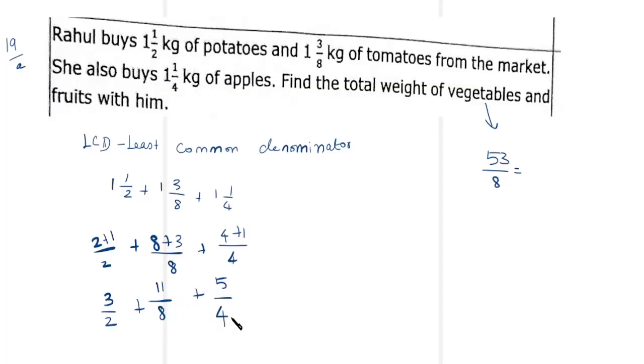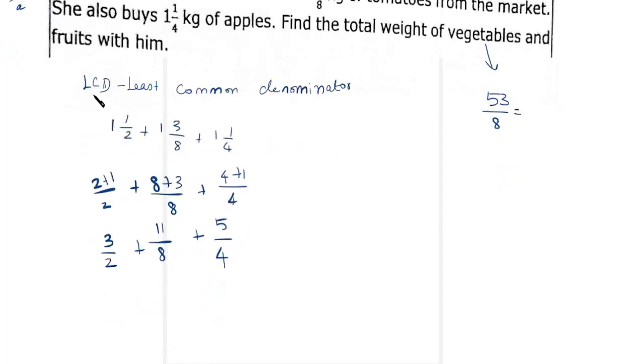After doing this also, we cannot make a direct summation of these three values because the denominators are not the same. Only when the denominators are the same can we add the three values. To find the common denominator, we have to find the LCD, the least common denominator. So this can be done with 2, 8, 4.